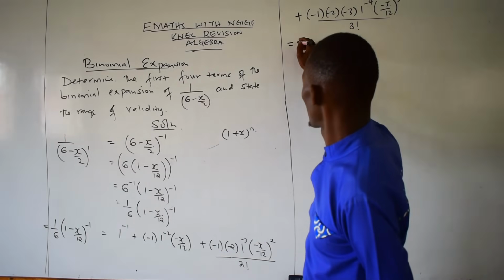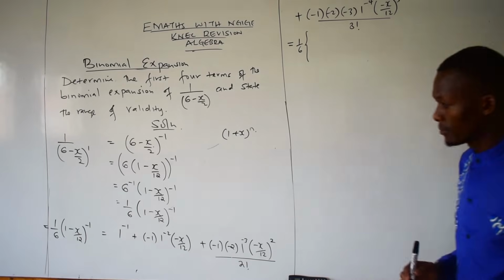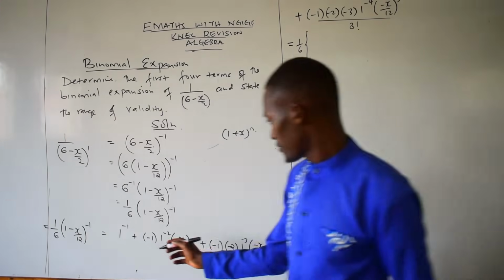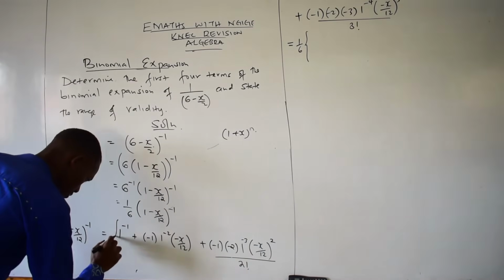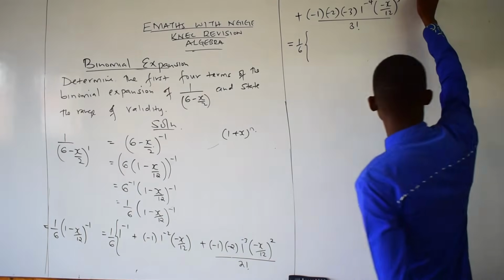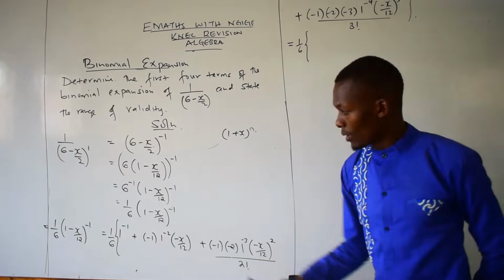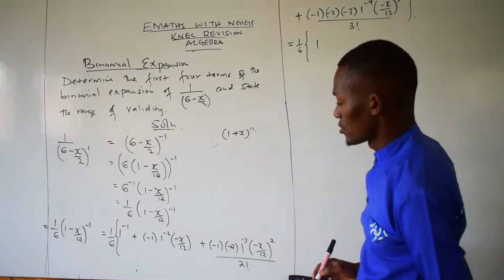Therefore we have, remember we have 1 over 6 outside. That is very important. And I believe we should add that here too. So 1 over 6. So this one closes there. So now 1 raised to any power is just 1.